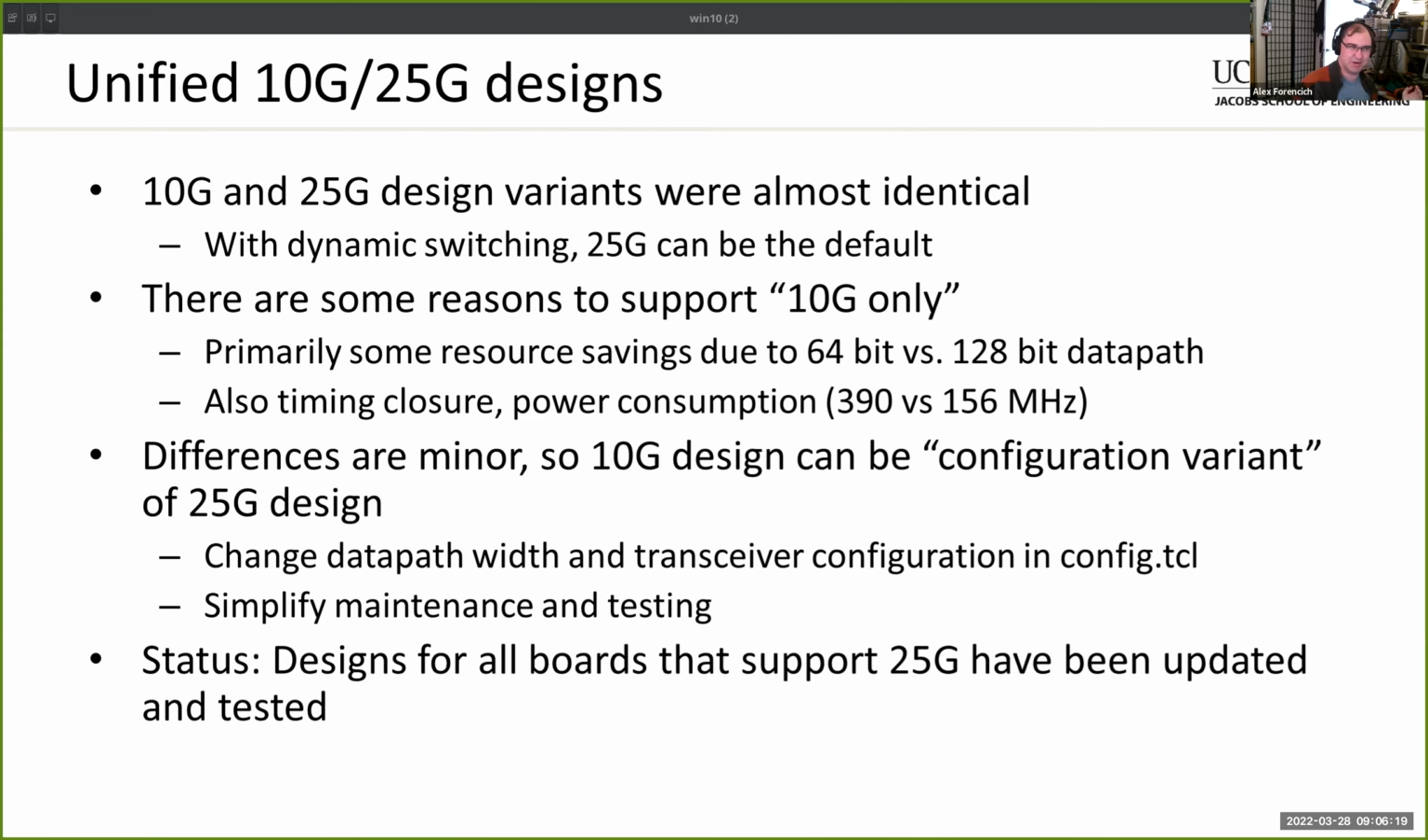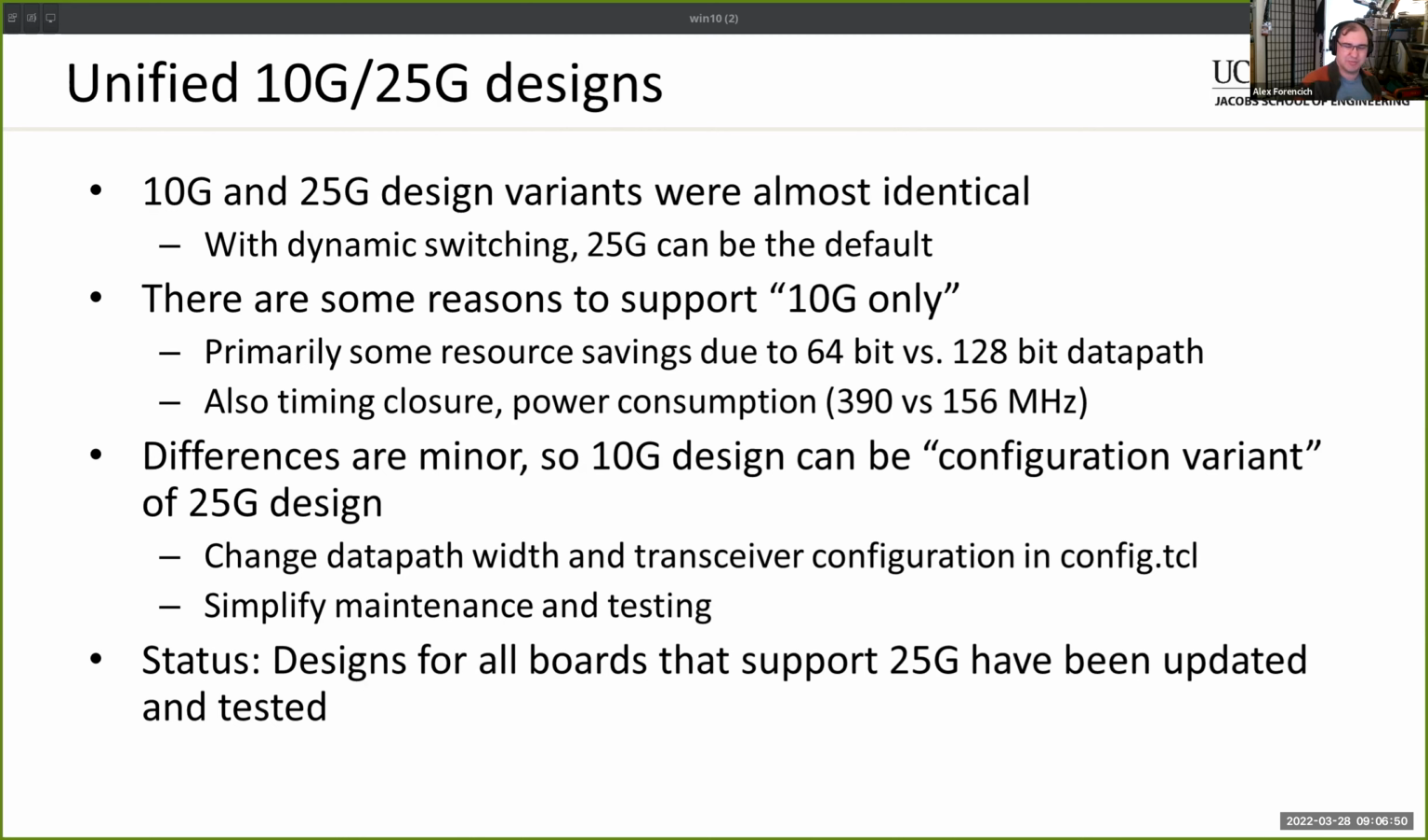And for stuff that ran at 100 gig, I usually had a design at either 10 gig or 10 gig and 25 gig. But the 10 gig and 25 gig designs were almost identical. The only differences are effectively the data path width and the transceiver settings. And then I think a couple of pipelining settings were slightly different. But with dynamic switching, we can make the 25 gig design the default basically, and there isn't really as much need to have the 10 gig design for each board.